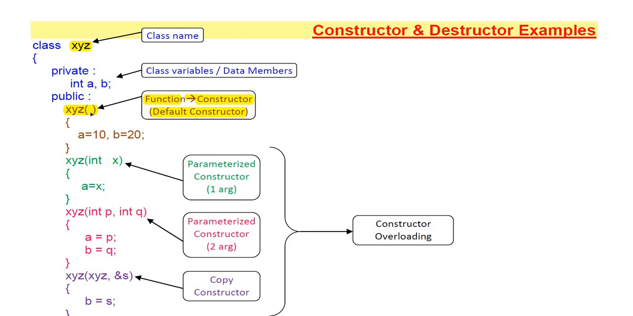Why? Because in the parenthesis we are not writing any argument, or giving any parameter. So the xyz constructor is without any argument. So if a constructor is not using any argument or any parameter, then that will become a default constructor. So xyz with just opening and closing parenthesis is a default constructor.